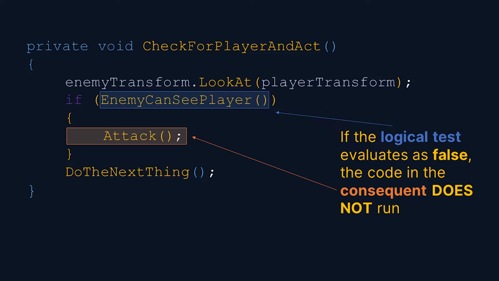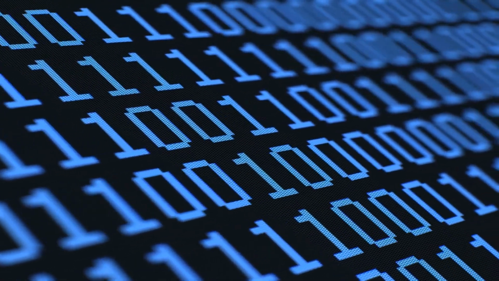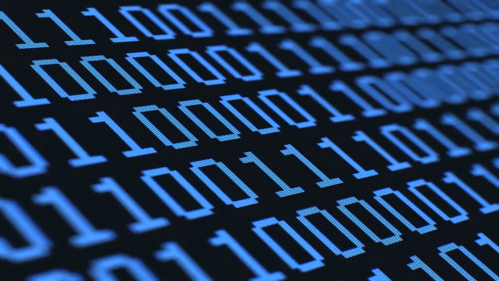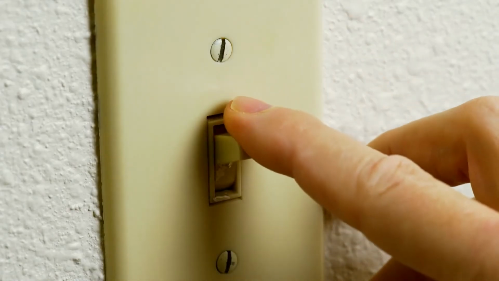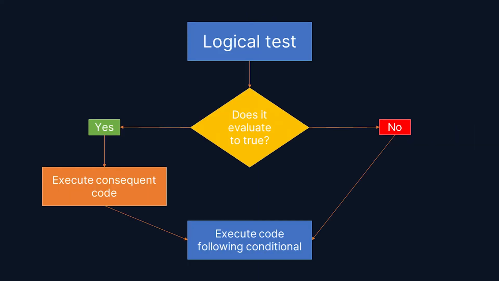In this case, the program skips over everything inside the curly braces and proceeds to execute the next instruction following them. The logical test must always resolve to a true or false value. If you remember our different types of variables, you might think this sounds a lot like a boolean, and you'd be right. Boolean variables are often used as the logical test in an if statement. There are lots of uses for using if statements that execute code only when a certain condition is met.